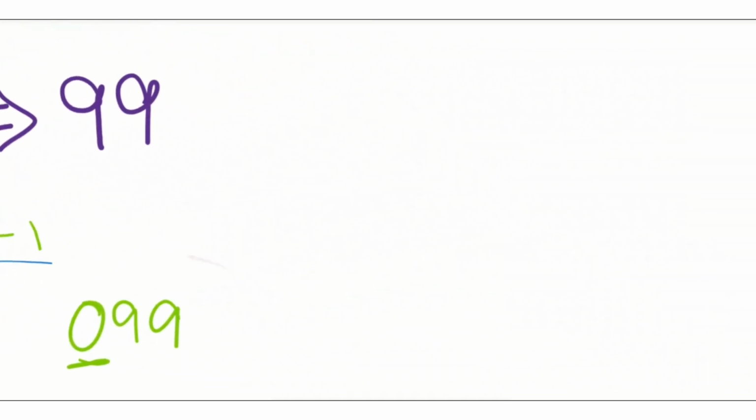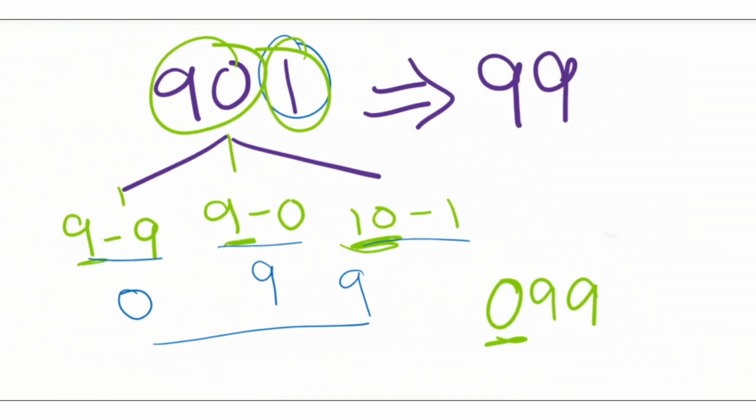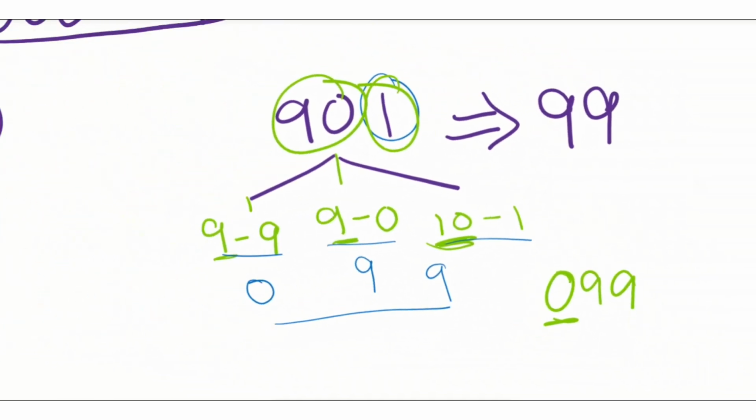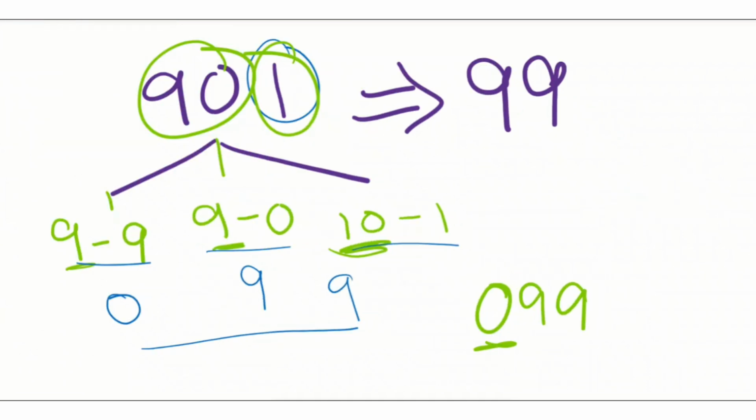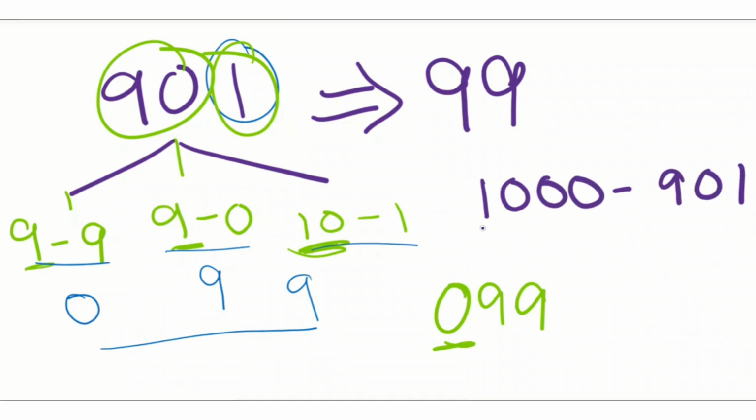Now, an interesting thing as we learn about the powers of 10 concept is that the next power of 10 of 901 is 1000, right? So 1000 minus 901 also gives us this value, right? So this is what I meant when I explained the whole power of 10 thing.